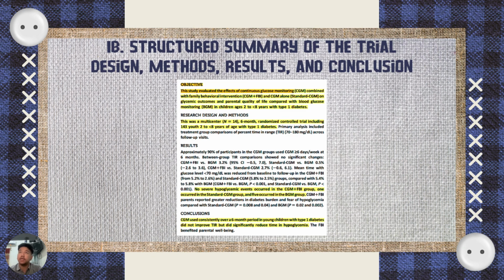Okay, item 1B is structured summary. The abstract presents a clear summary including trial design, method, result, and conclusion. The quote is: this was a multi-center 6-month randomized controlled trial. It gives a structured overview, fulfilling item 1B.